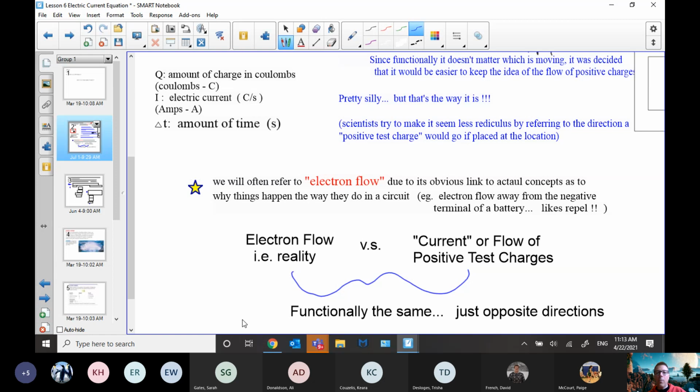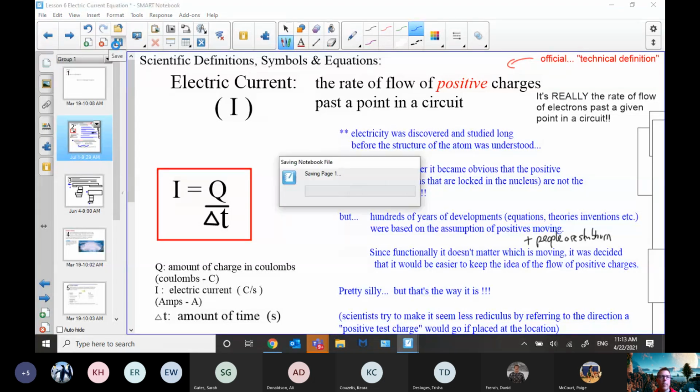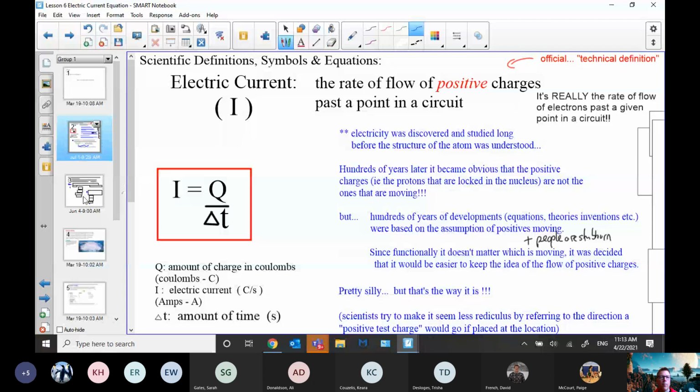So you now are aware of the ridiculousness of current in physics, science in general, being thought of officially as flow of positive charges. On behalf of all physicists that were made that choice, I apologize. I wasn't part of the choice, though.